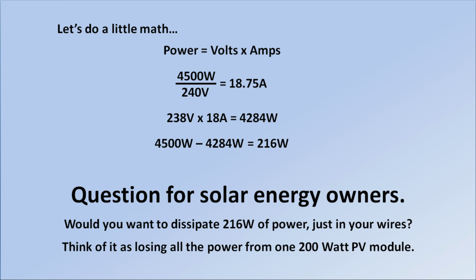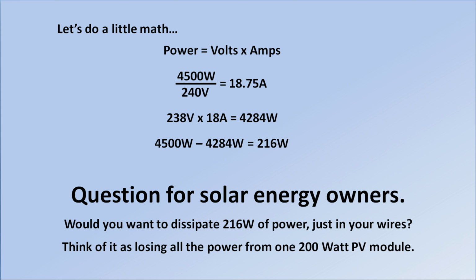At this point, let's do some math. The simple DC power formula is watts equals volts times amps. The water heater is rated at 4,500 watts at 240 volts. So 4,500 watts divided by 240 volts equals 18.75 amps. We saw that with our measured voltage at 238 volts, the water heater is drawing 18 amps.